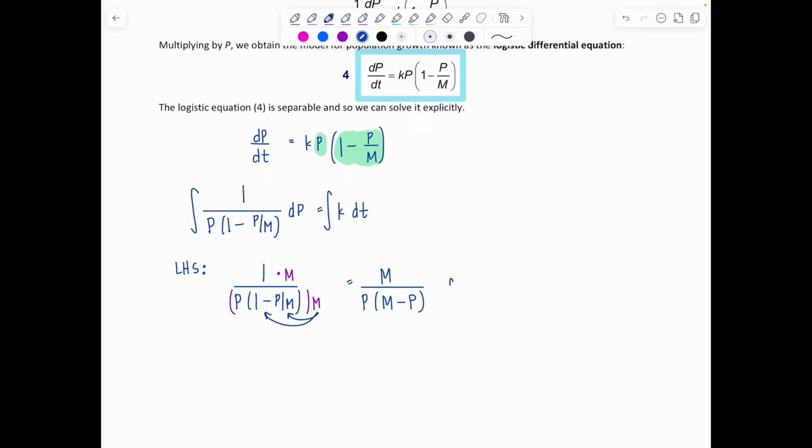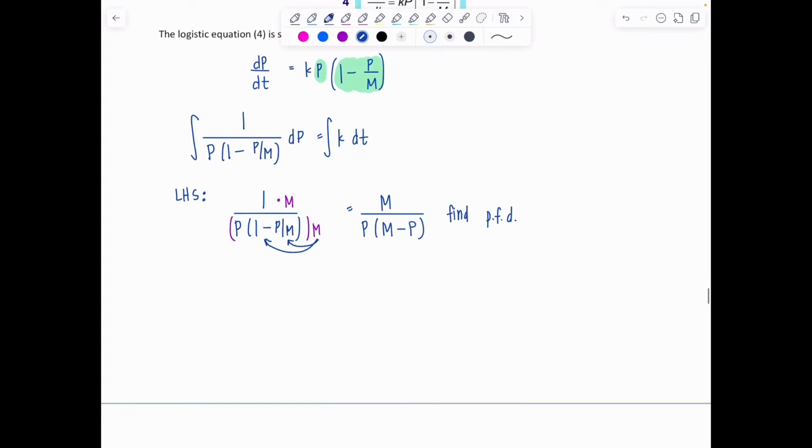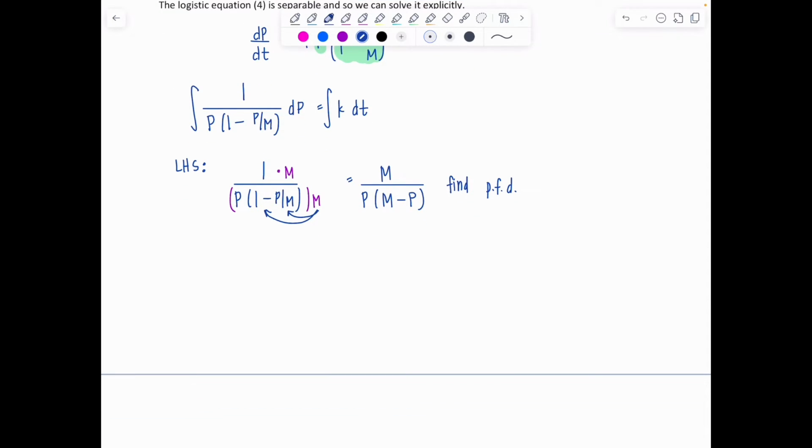Why don't we go ahead and find the partial fraction decomposition for this expression. P and M minus P are both linear factors. So here's the setup. We'll have M over P times M minus P equals A over P plus B over M minus P. Multiply through by the LCD, P times M minus P, and we have M equals A times M minus P plus BP.